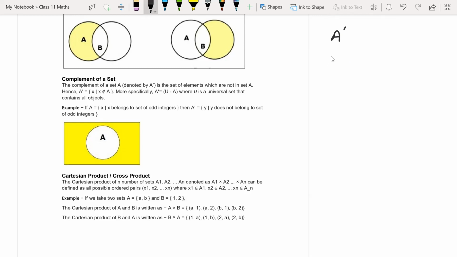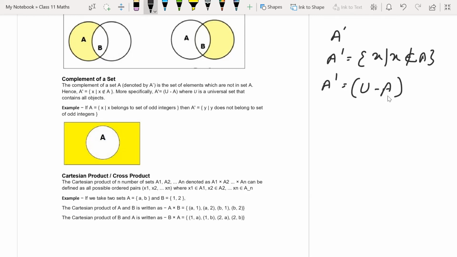If A is the set such that X is such that X doesn't belong to A. The element which doesn't belong to A, it is the reverse of A, like the universal set, or we can show that A complement is U minus A. U is the universal set that contains all objects.